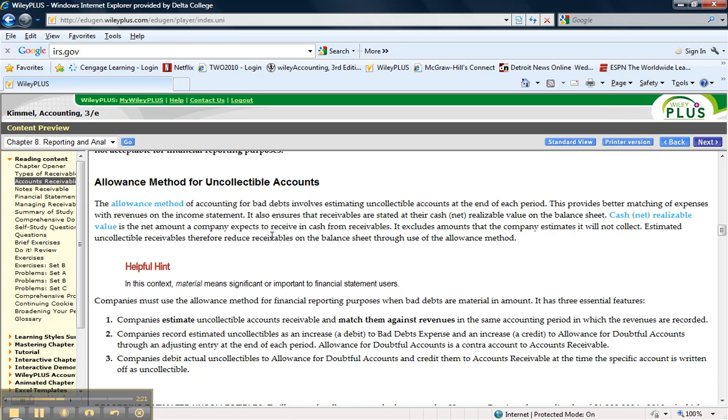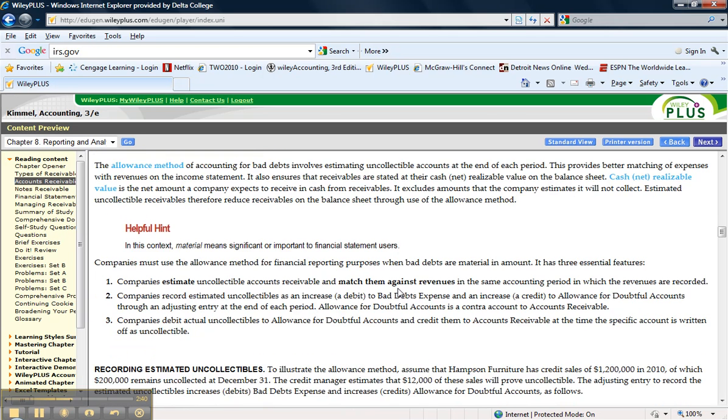That is, let's put an accounts receivable amount on the balance sheet that just shows what we expect to collect, not what we're owed in total. Okay, and this is a much better matching concept. We're going to record expenses, bad debt expense, in the same period that we record revenue by estimating what percentage of that revenue isn't going to be collected.